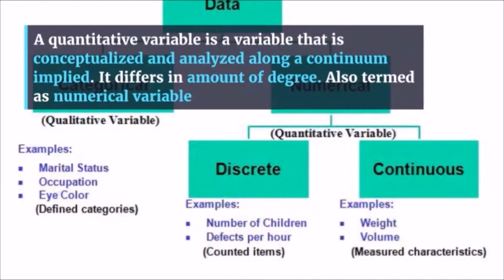Examples of qualitative variables are your eye color, the gender, occupation of different persons, and also their religious beliefs and preferences. While a quantitative variable is a variable that is conceptualized and analyzed along a continuum. It differs in amount or degree. Also termed numerical variable, variates that yield frequencies when counted give rise to discrete variables, or when measured yield metric or continuous variables. Good examples of quantitative variables are height, weight, salary, IQ score, and so on.